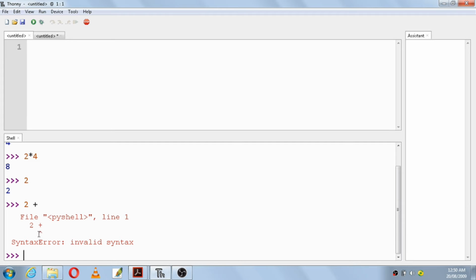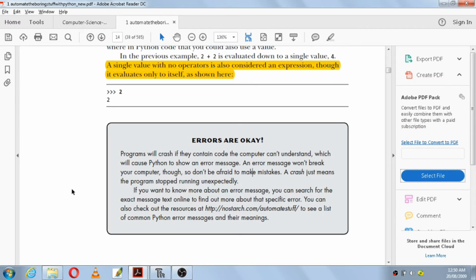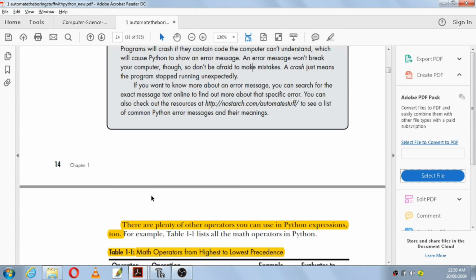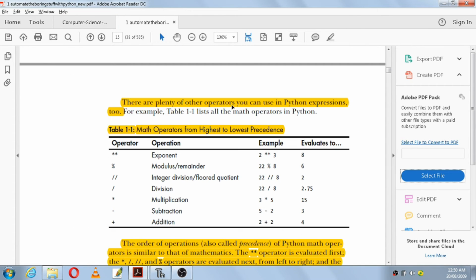Okay, after plus there is no value, so it will show an invalid syntax. So making errors is allowed in Python. You can try many programs in this Python interactive shell. Okay, there are plenty of other operators you can use in Python expressions too.